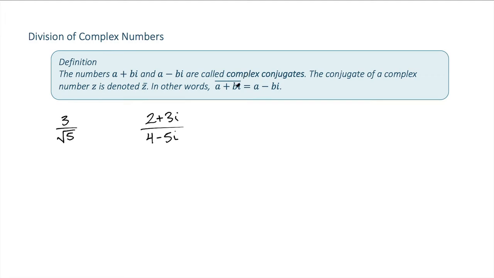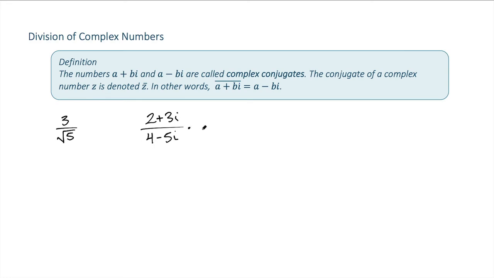The way that we notate this is with a line over the number. So this right here says that the complex conjugate of a plus bi is equal to a minus bi. Now, the reason we like complex conjugates is because when you multiply a complex number by its conjugate, you get a real number. Let me go ahead and do this example and show you how that happens.